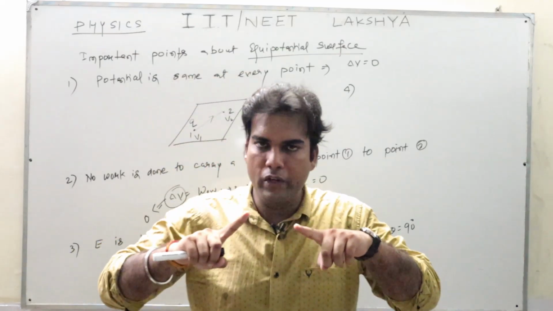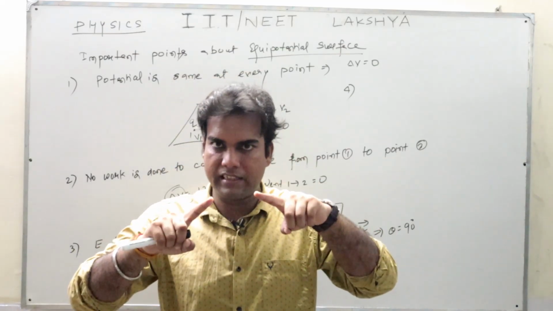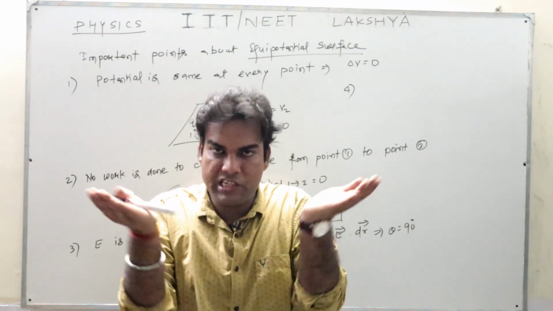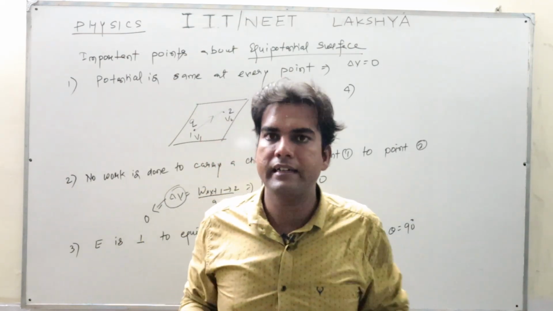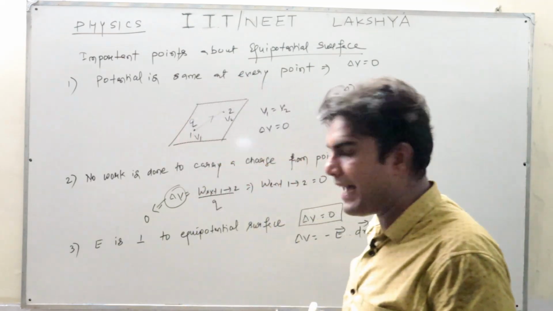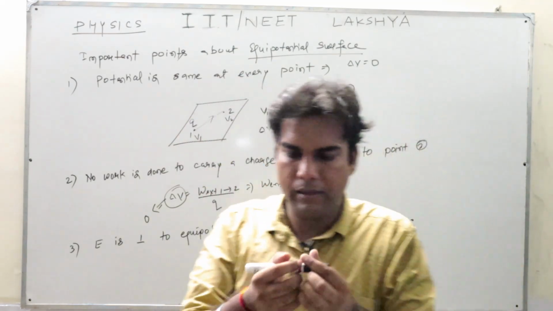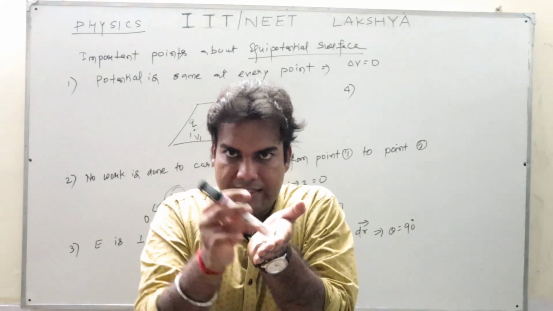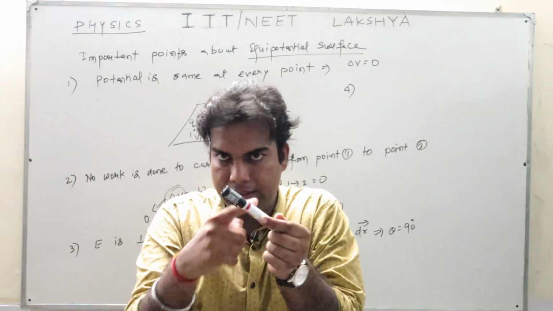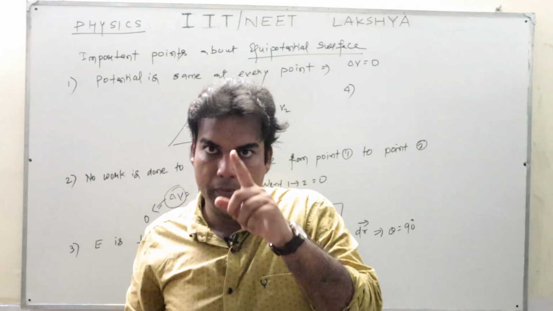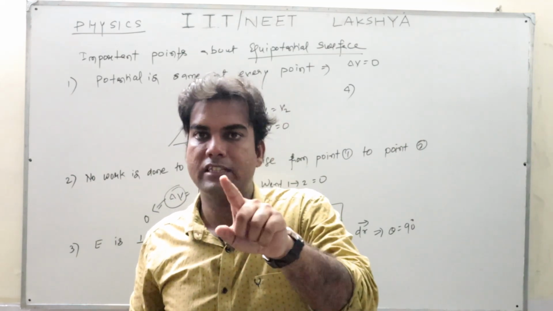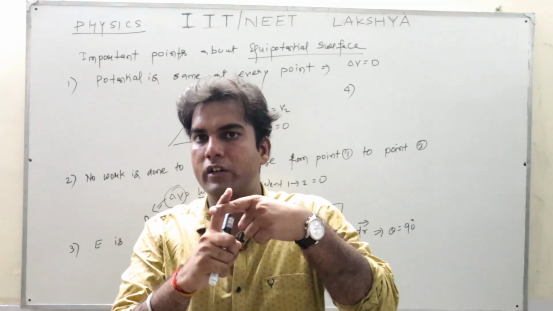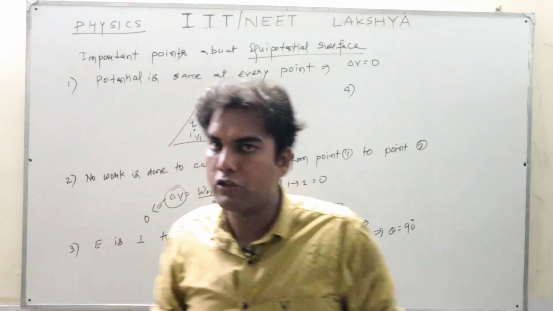So if two electric field lines cannot intersect each other, it means that their corresponding surfaces, equipotential surfaces, also cannot intersect each other. Suppose these are two surfaces and they are intersecting. It means these perpendicular lines will also intersect, but that is not possible, because electric field lines will never intersect each other. So since electric field lines are not able to intersect, equipotential surfaces will also not intersect each other.